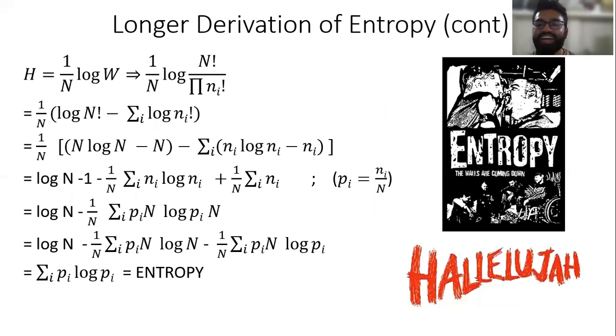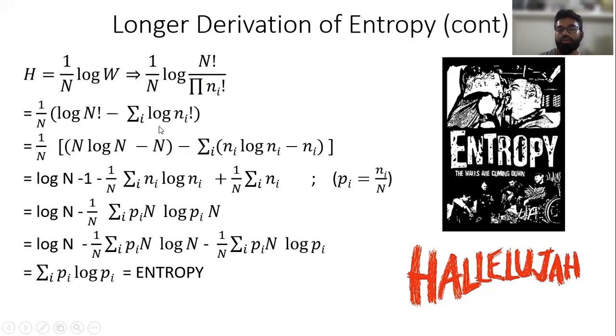So you have H is equal to 1 over n log W. W is n factorial over the product of all these microstate factorials. What do we all know about logs? The log of a product can be written as the summation of each of these logarithms. So you can rewrite this as log n factorial minus the summation over i of log n_i factorial.